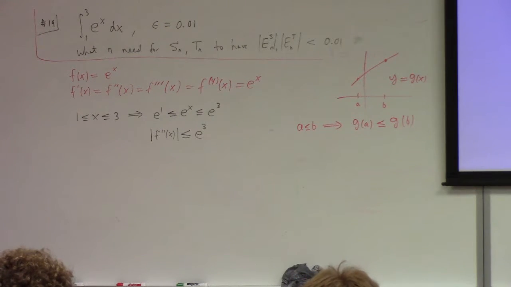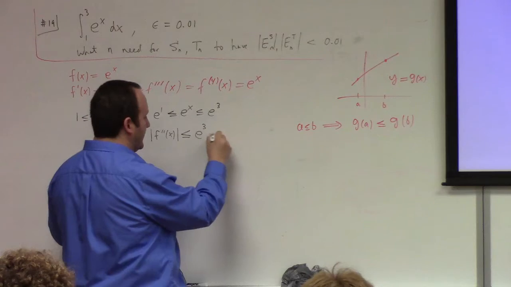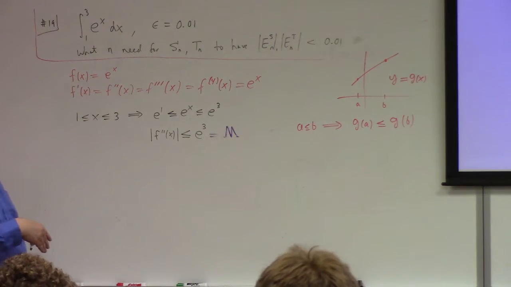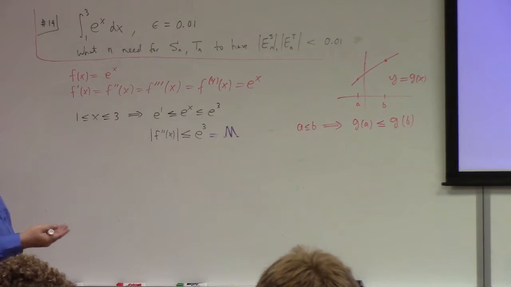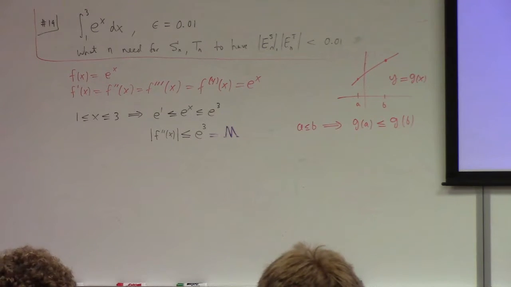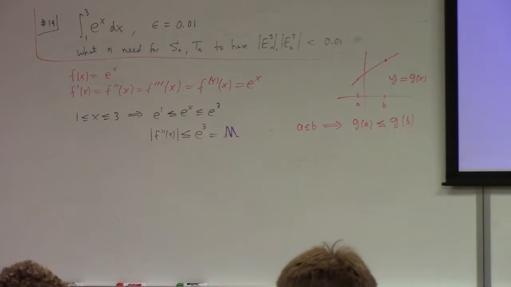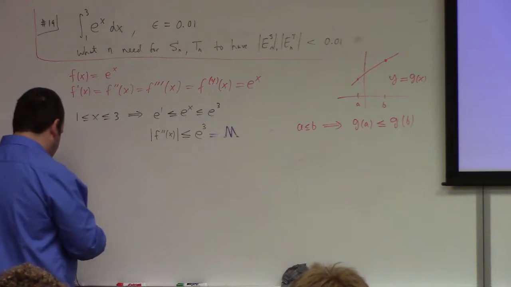How about this would give us a good M, right? A bound on the second derivative for the trapezoid rule. But you know what? It also works in this case for what? This also will serve as a bound on the fourth derivative from 1 to 3. All right? Upper bound, of course, is what I'm talking about.